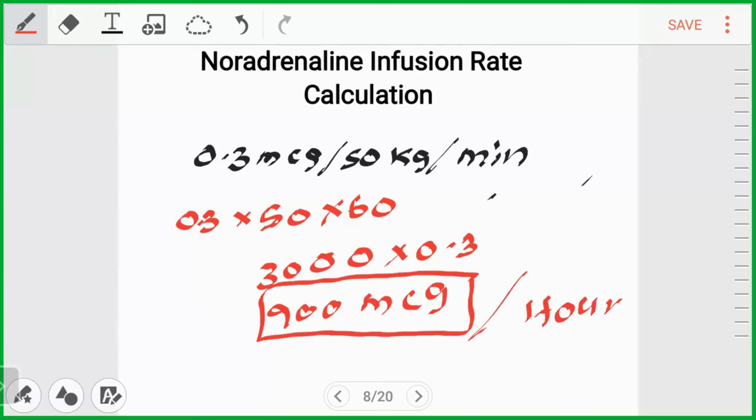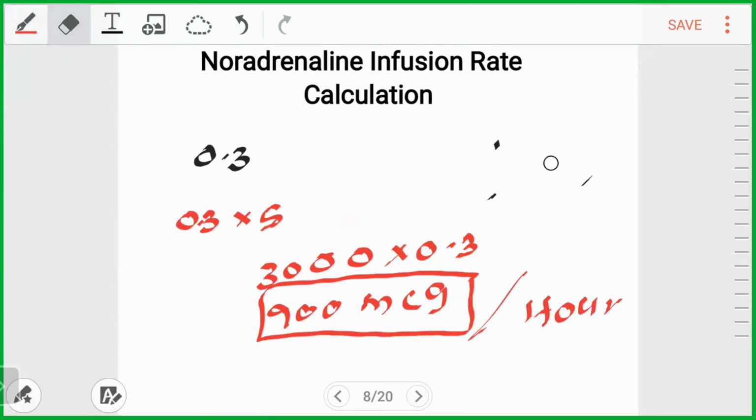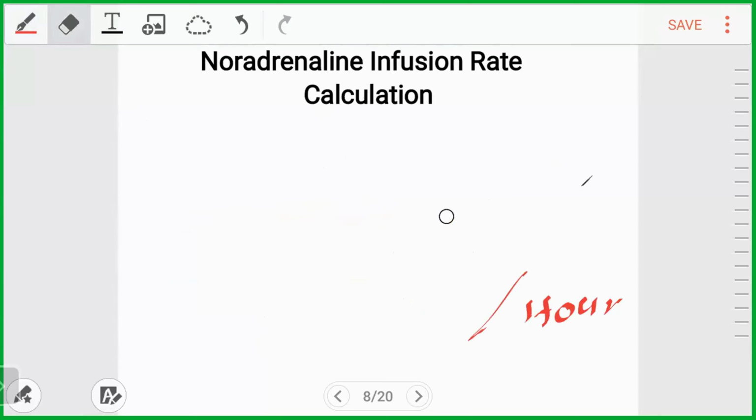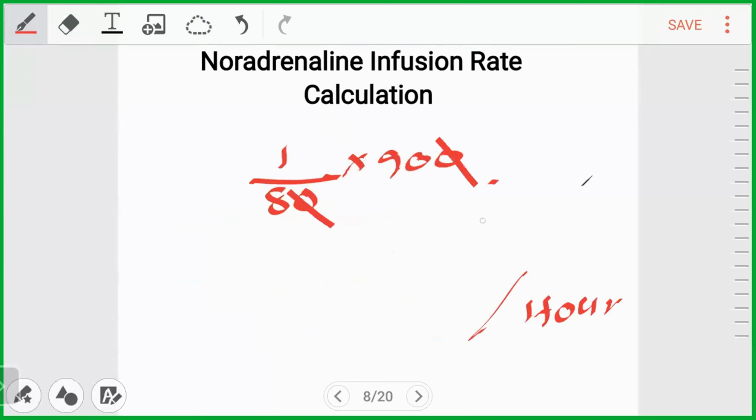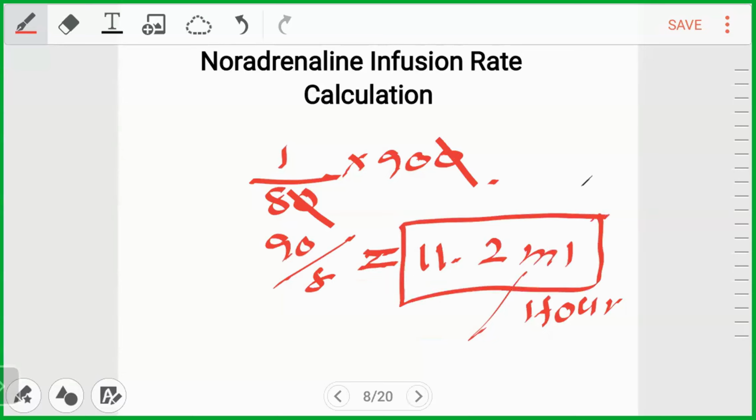900 microgram. So our calculation is what? We have a preparation. It has 80 in 1 ml. So we need to deliver 900. Approximately 11.2 ml. Shall we see whether it's correct according to the graph?